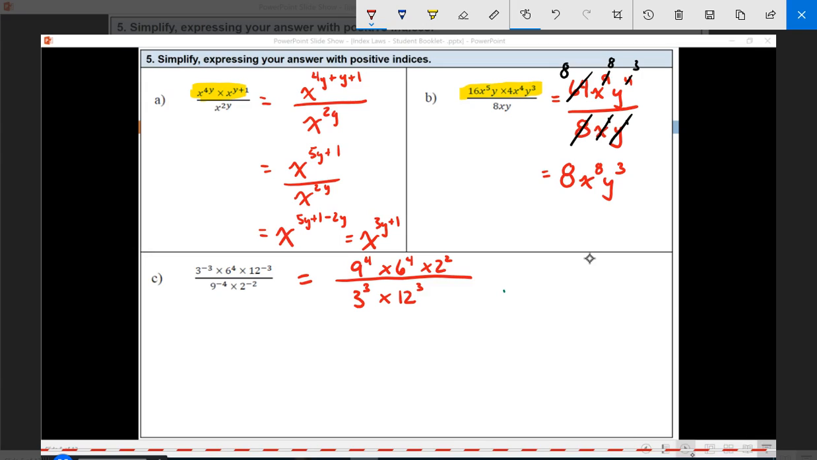Now, you could put that in your calculator right now. But you might get this on a non-calculator test. And here's what you would do. I can rewrite 9 as base 3. I can rewrite 9 as 3 squared. So this is 3 squared to the 4. Okay. I can rewrite 6 as what? 2 times 3, all to the 4.